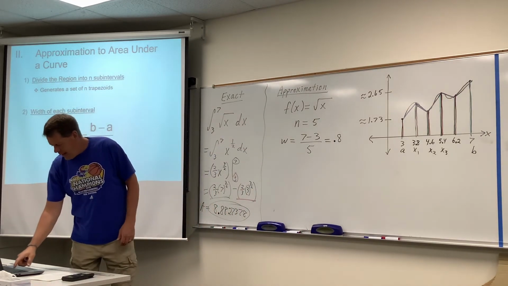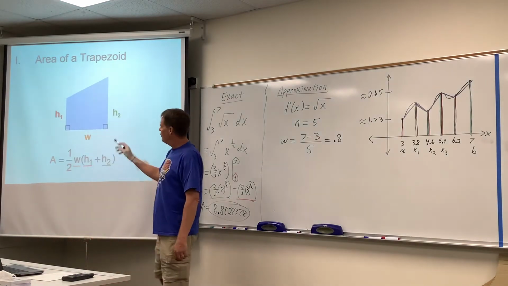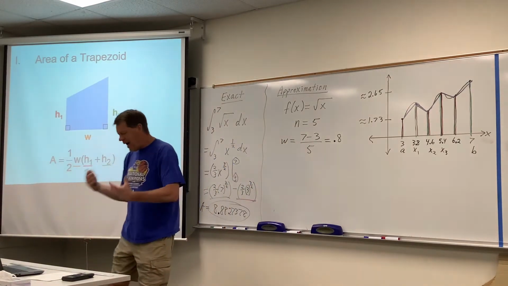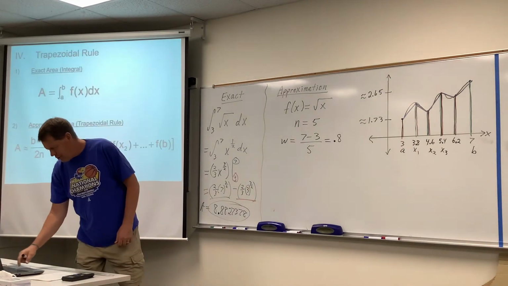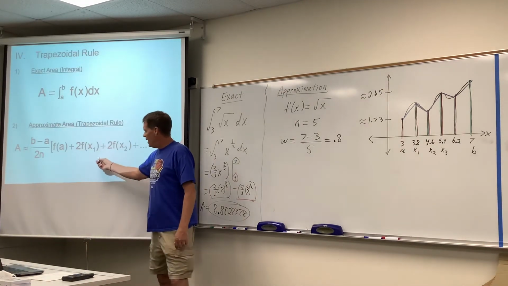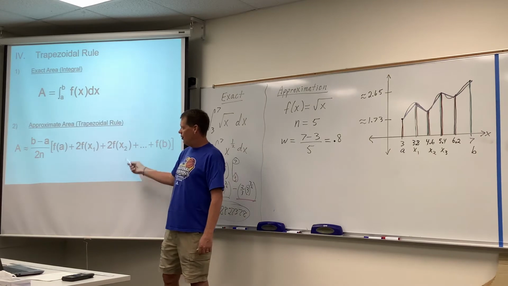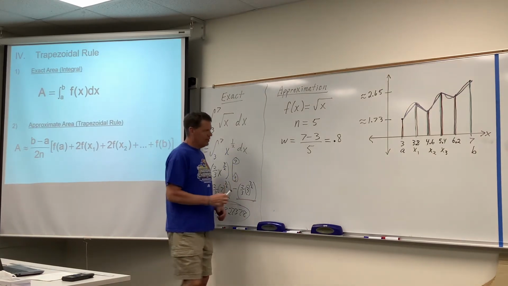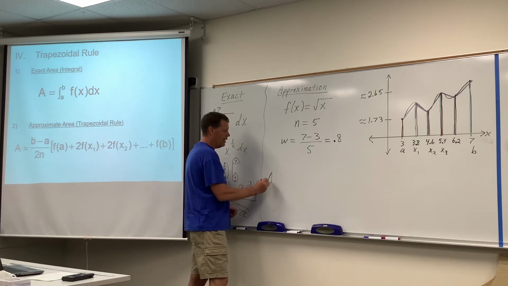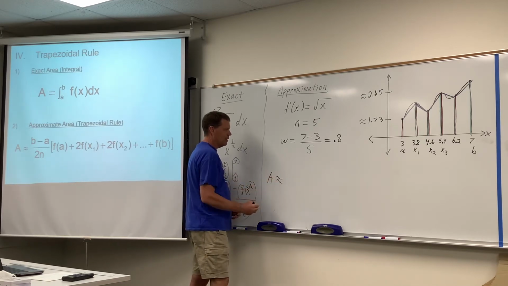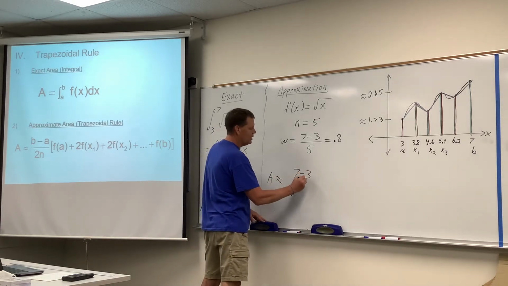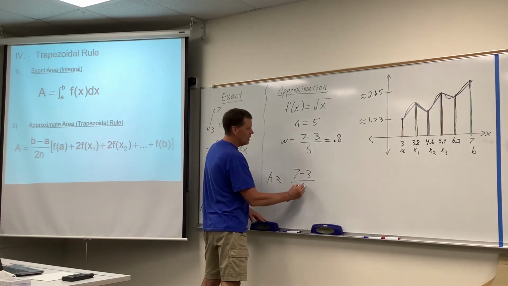But if we apply that geometry formula for the area of the trapezoid to each one of these and do a little bit of algebra trickery and simplification, here you go again. This is how we find an approximate area under that curve, by adding up the areas of all of those trapezoids. So here we go. The area under that curve will be approximately (b minus a) over 2n, (7 minus 3) over 2 times 5.